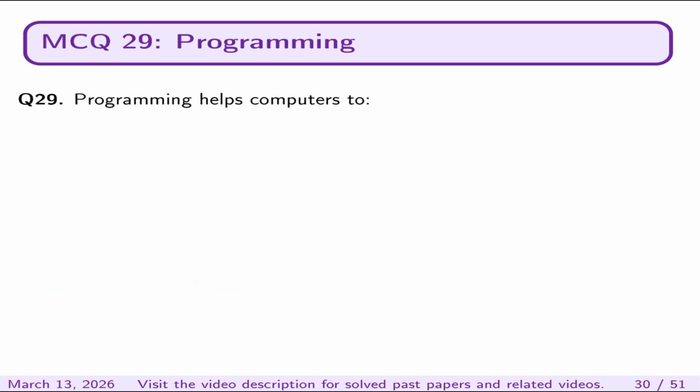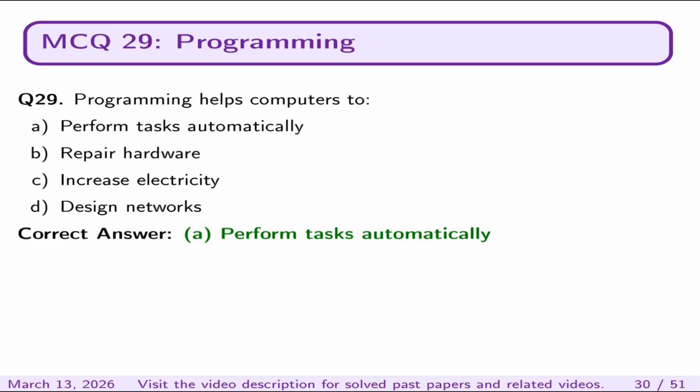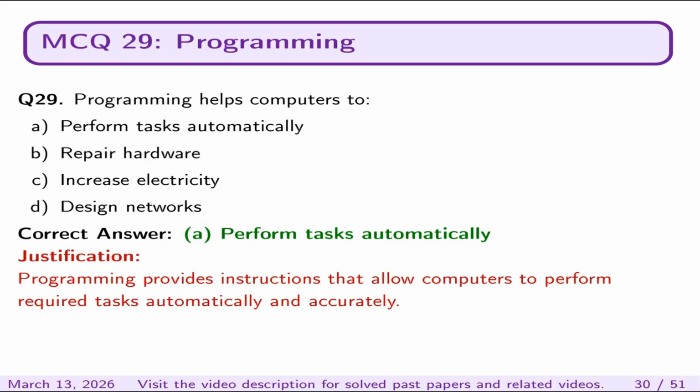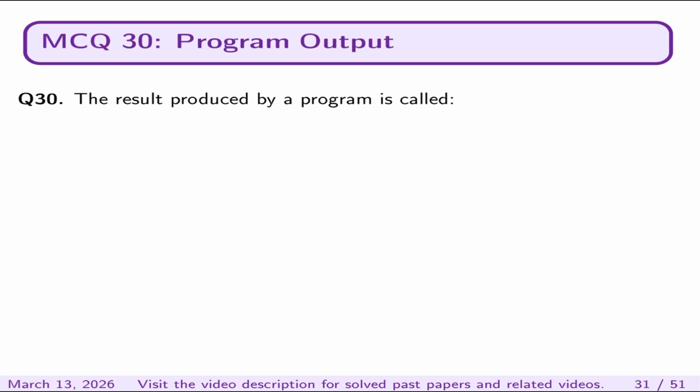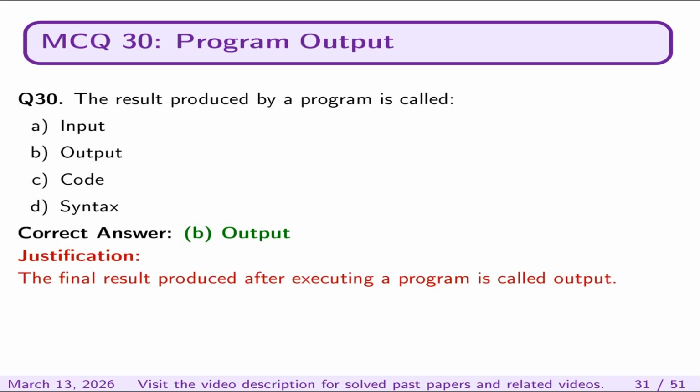Programming helps computers to: perform tasks automatically, repair hardware, increase electricity, design networks? The correct option is perform tasks automatically, because programming provides instructions that allow computers to perform required tasks automatically and accurately. Question number 30. The result produced by a program is called: input, output, code, syntax? The correct option is output. The final result produced after executing a program is called output.